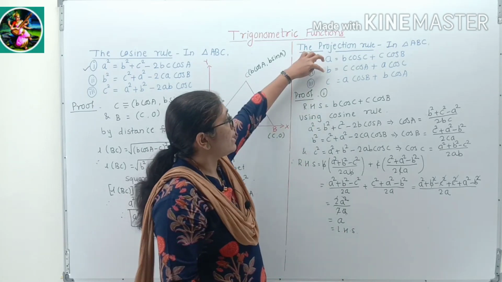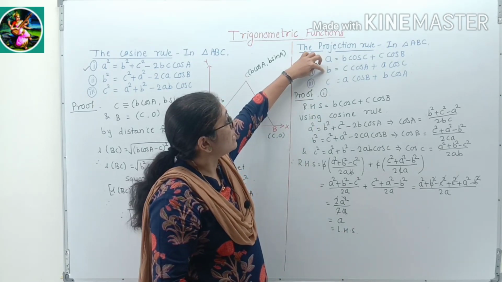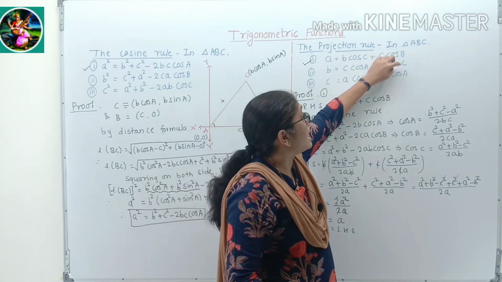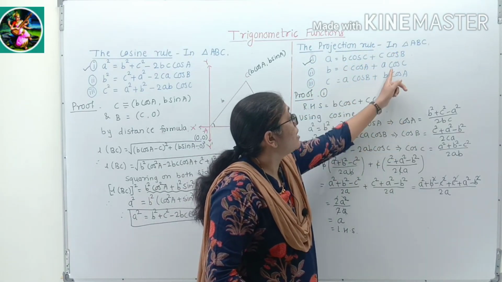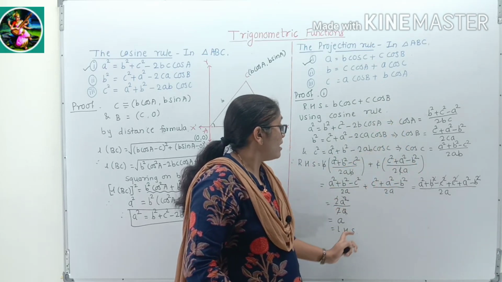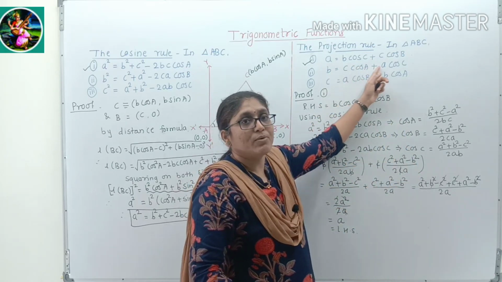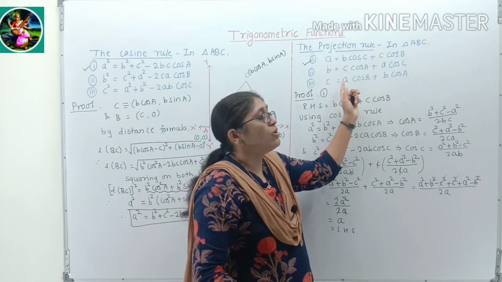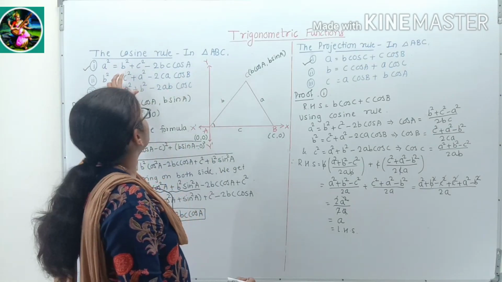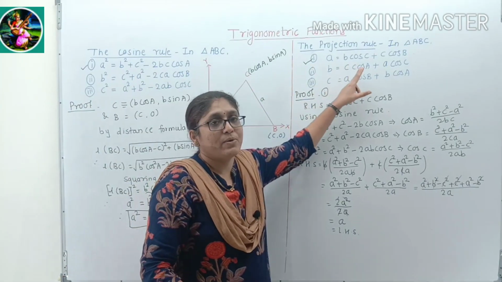Similarly, if we take the second formula, that B is equal to C cos A plus A cos C, and put the values of cos A and cos C, then in a similar manner we can prove the second one and also the third one. In that way, we have learned the cosine rule and the projection rule.